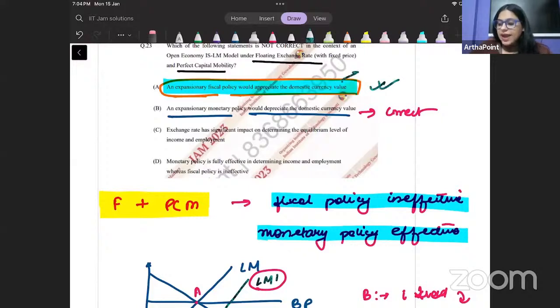So this statement is actually correct, that there will be appreciation of the currency. I didn't read the statement. Had it been that output will increase, it would be wrong, since fiscal policy is ineffective. But of course, currency will appreciate. So that's a correct statement. Come to the third statement now.